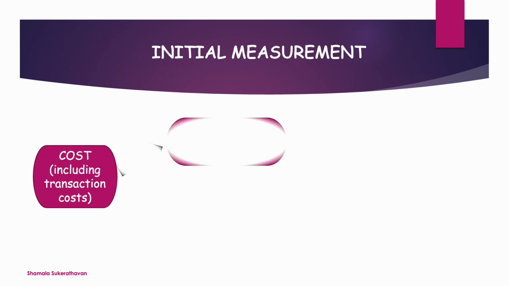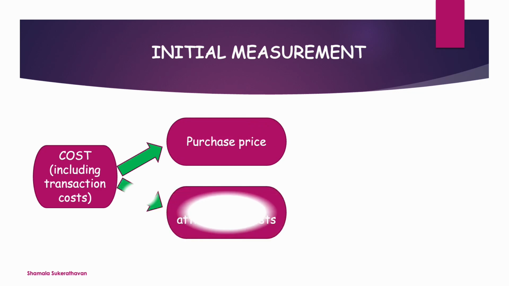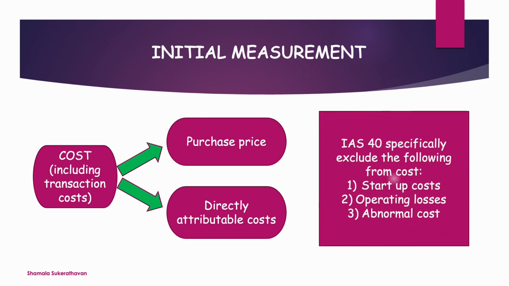Cost includes purchase price and directly attributable cost. Examples of directly attributable costs are professional fees for legal services and property transfer taxes. IAS 40 specifically excludes the following from the cost of an investment property. 1. Startup costs, unless incurred to bring the property to the condition necessary for it to be capable of operating in the manner intended by management.